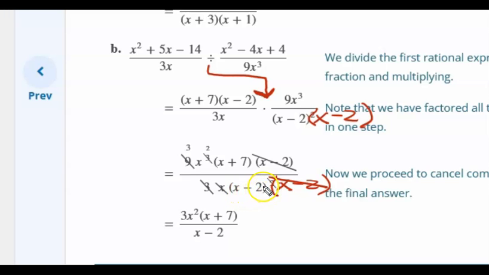Now notice they're not asking what would be values of our denominator that would be excluded. Sometimes they could ask that. And of course here in this final, you cannot have a 2. That would make the denominator a 0.